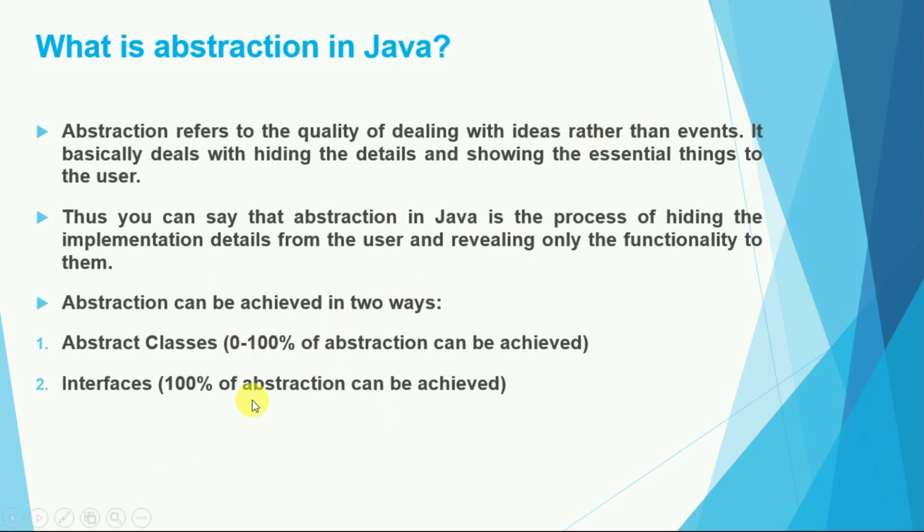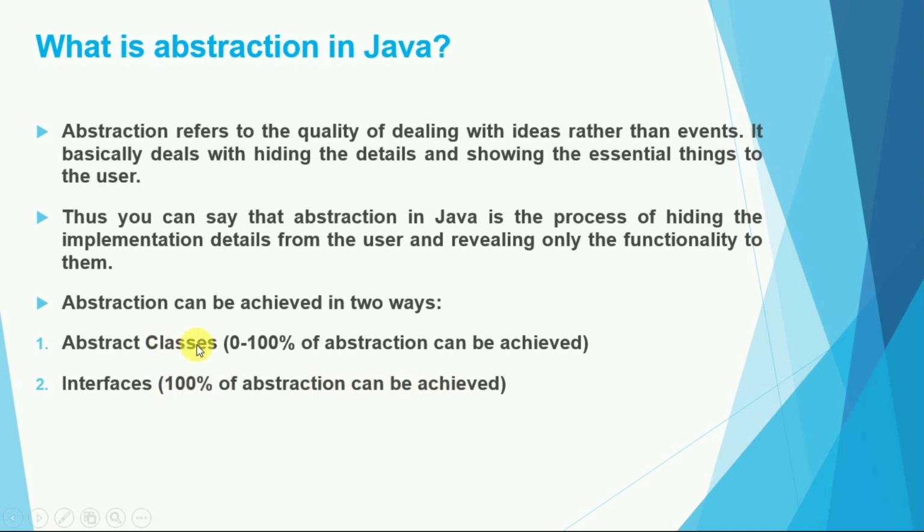You can say that abstraction in Java is the process of hiding the implementation details from the user and revealing only the functionality to them. And abstraction can be achieved in two ways. First, we can create an abstract class. If we create an abstract class, abstraction can be achieved. But if we use an interface, then also 100% abstraction can be achieved.